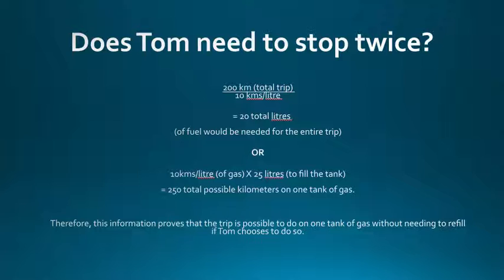First, we'll attempt to figure out the cost of traveling the total 200-kilometer road trip with only gassing up at the beginning of the trip. Using the assumption that the tank is only 25 liters, we need to figure out if Tom's snowmobile can make it to Collingwood and back in one tank. You'll see that we've shown two different ways of doing this. One uses multiplication and the other uses division. For the sake of time, this might be a good time to pause to take a gander at how we found these numbers. Here, you'll see that the trip is possible to do in one tank of gas without needing to refill if Tom chooses to do so.